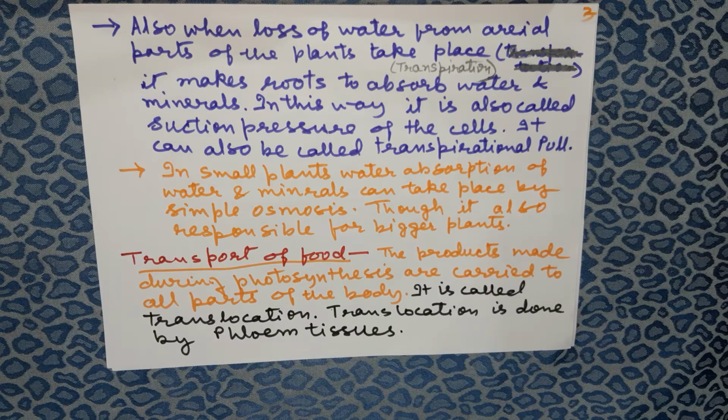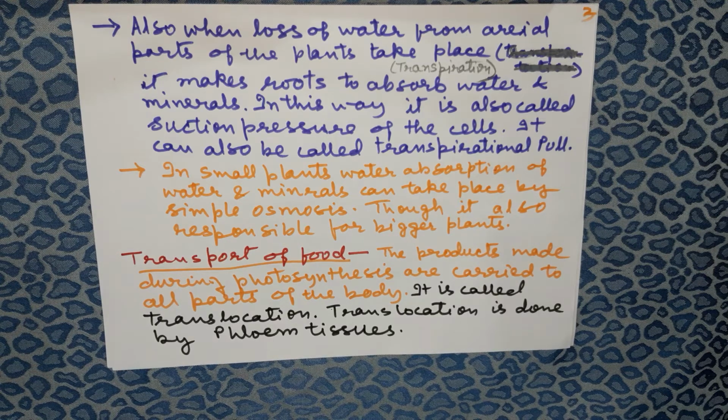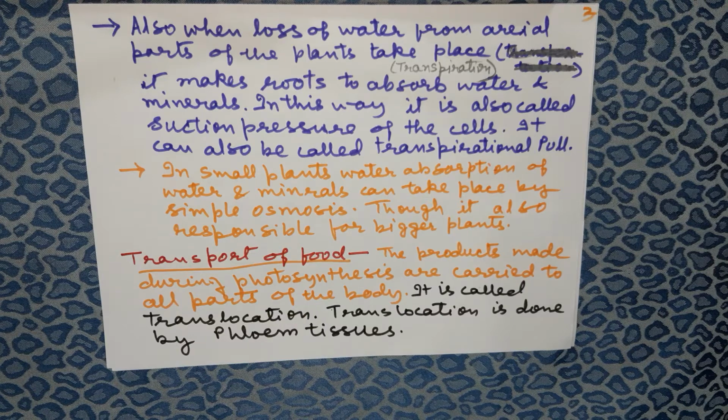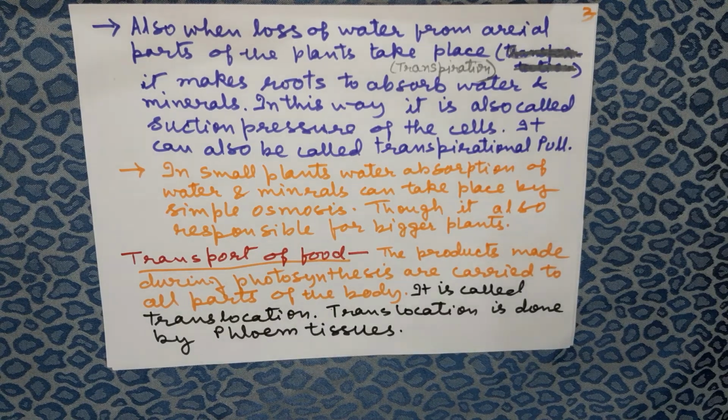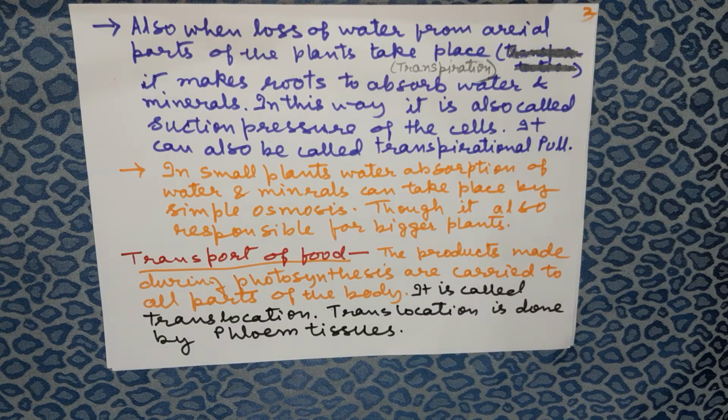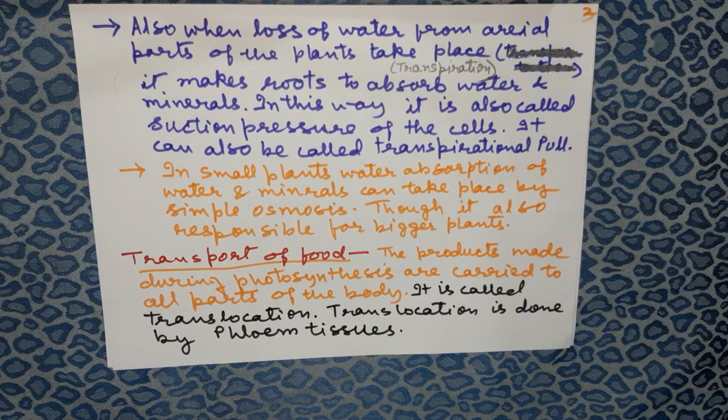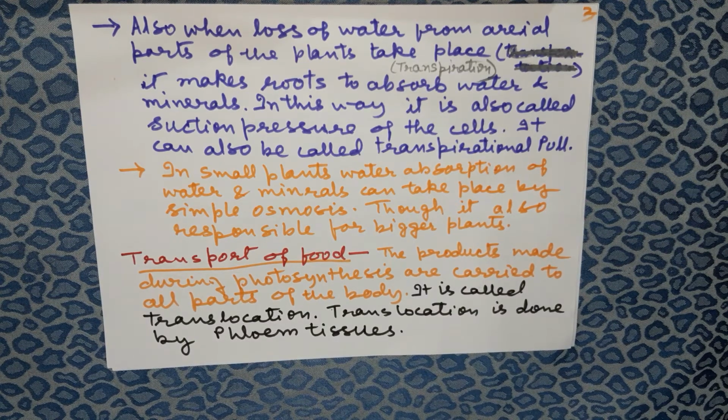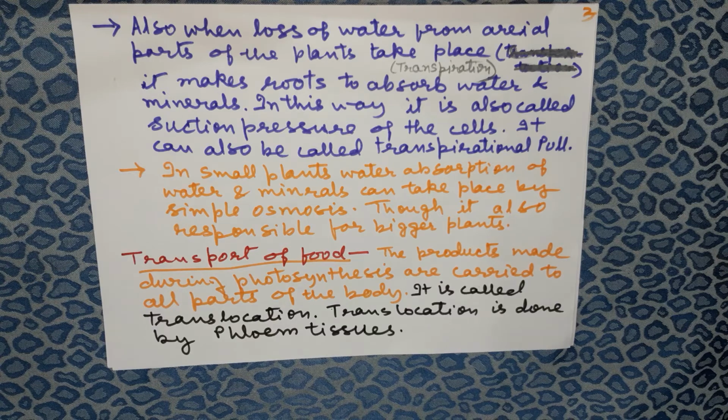And then what happens, this whole phenomenon is called transpiration. Now when the leaves become deficient in water due to water loss from the aerial parts of the plant, then it will give the message to the root cells to absorb more water, because the plant is becoming water deficient. This is called transpirational pull.